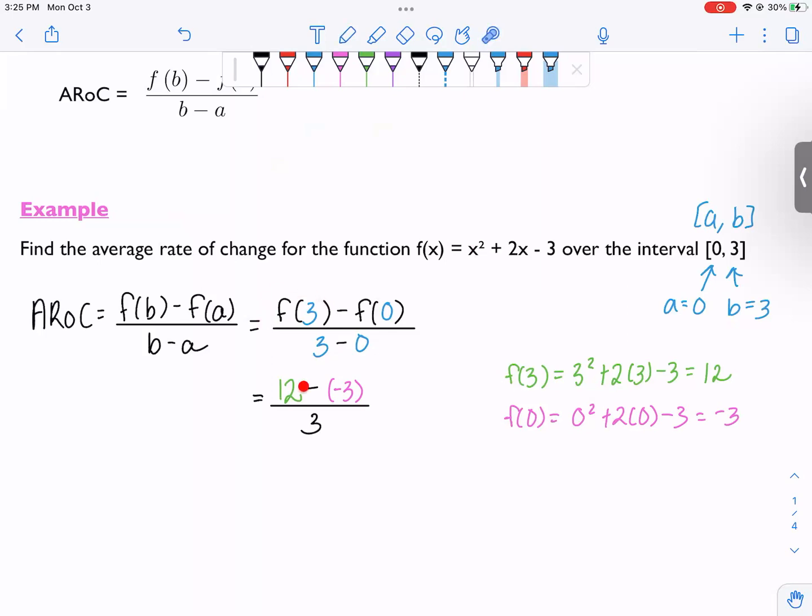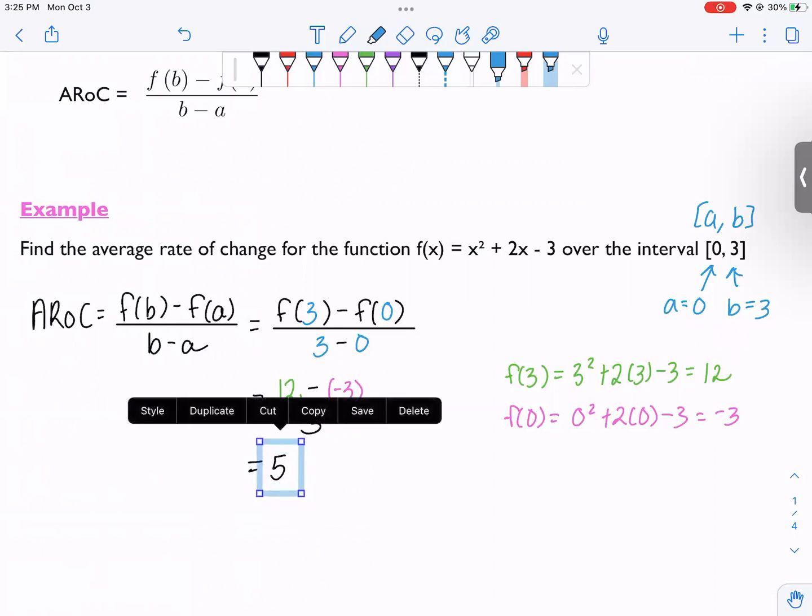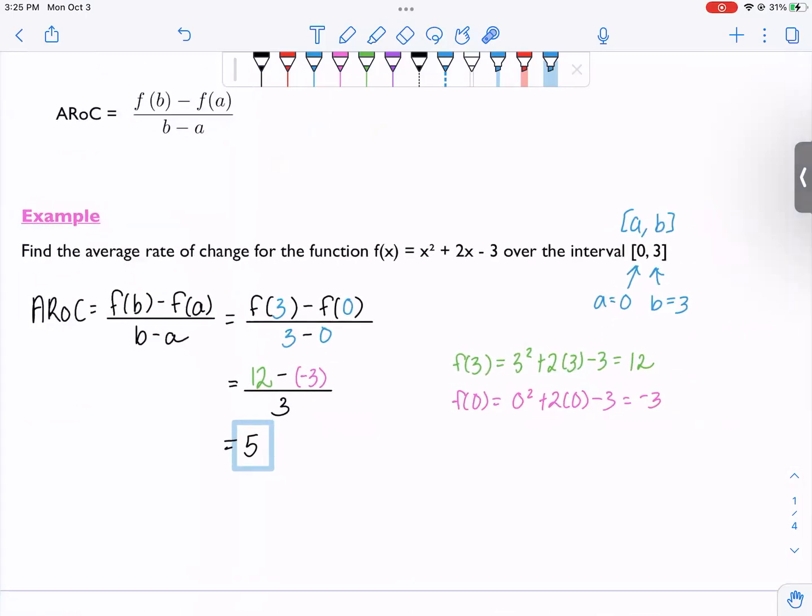Okay. So f of 3 is 12. F of 0 is negative 3. 3 minus 0 is 3. Here we're going to have 15. So 12 plus 3 is 15 divided by 3, which is 5. That's our final answer. That's our average rate of change between the values 0 and 3 on the graph of f of x equals x squared plus 2x minus 3. So that's how average rate of change works.